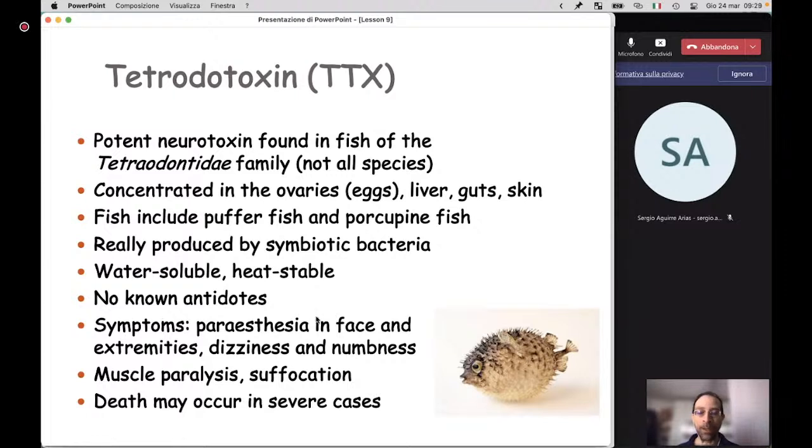And it is, let's say, a high danger food, since there's no known antidote, and again, the poison is thermostable. And the toxicity is muscle paralysis, which can result in breathing muscle paralysis, so death by suffocation can happen.